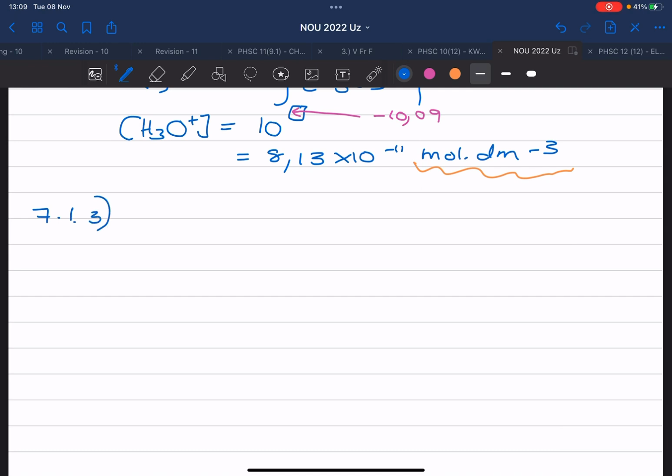Nou, hulle sê vir jou daar 4.1.3. Hulle gee vir jou nou eers ammonium chloride, ammonium chloride, that is a salt. Okay, and they say you get this salt. Okay, nou ons het dit gedoen. You get this salt when you start with what? When you start with ammonium hydroxide and hydrochloric acid. Goed, so you can see it is a sout van 'n sterk of swak basis. Sterk of swak suur? Okay, so you get that.